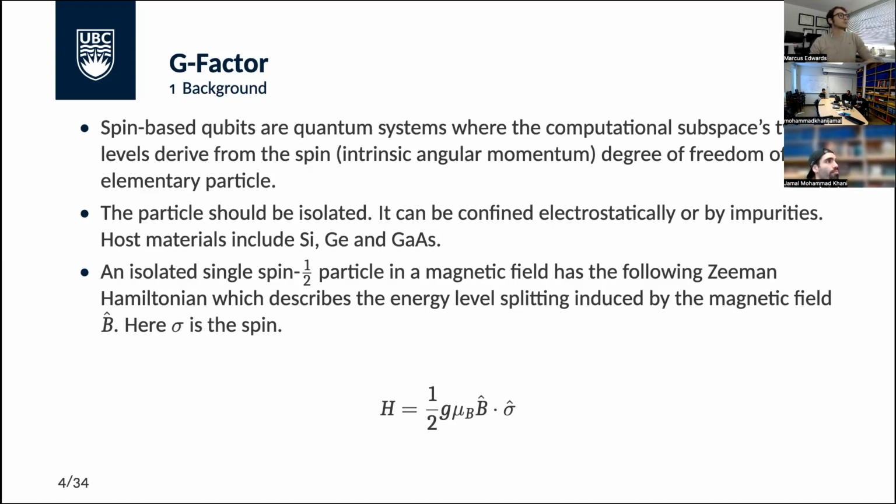An isolated single spin-half particle in a magnetic field has the following Zeeman Hamiltonian, and I'm pointing this out because we have g in here, which is our G factor. Here also mu_B is the Bohr magneton, which is something I will derive in a moment, and we have our magnetic field as well as our spin.